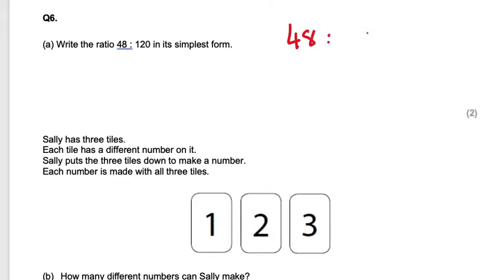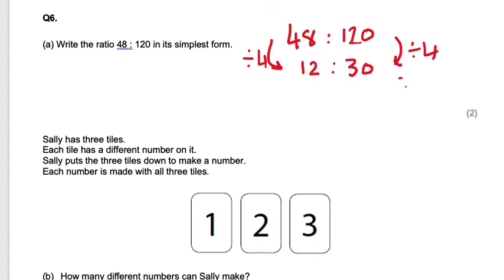48 to 120. I'm going to start by dividing these by 4. I can see a common factor of 4 here. 48 takes us down to 12 to 30. I then can see a factor of 3, so I'm going to divide it by 3.